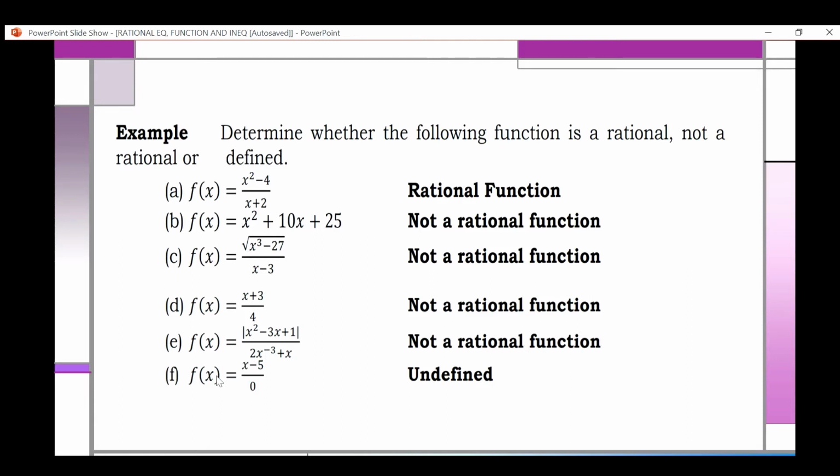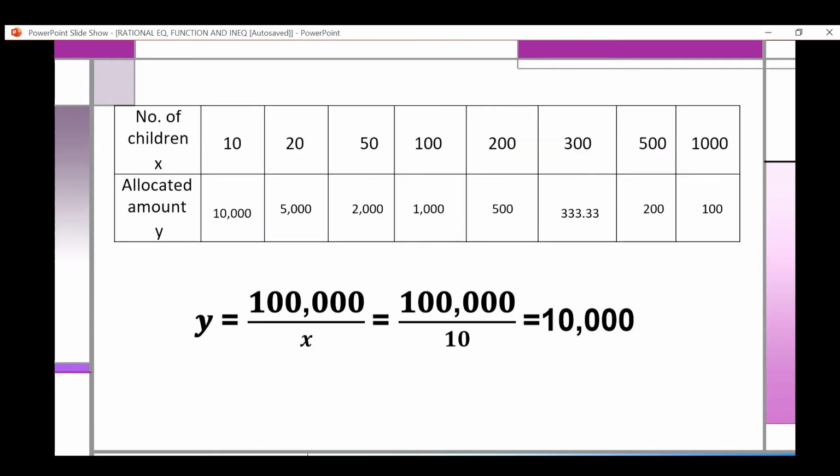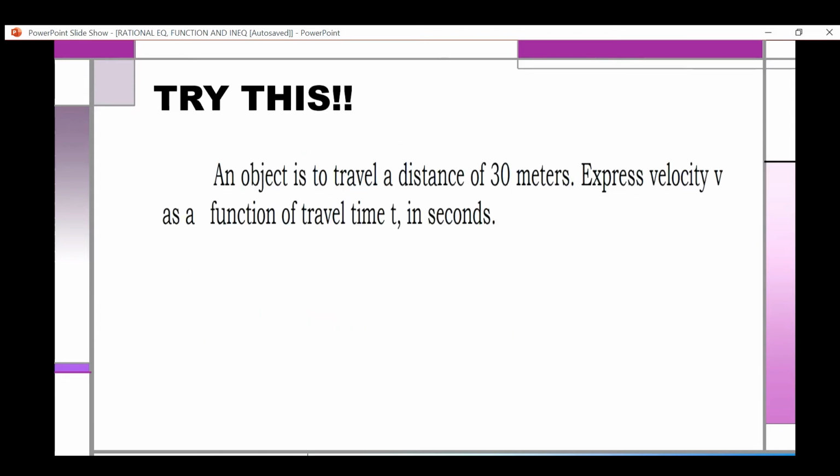For letter F, we have f of x equals x minus 5 over 0. So since the denominator is 0, this function is an undefined function. Okay. So naiintindihan ba kung paano natin na-identify? So, dapat ang numerator is a polynomial function and the denominator is also a polynomial function. So, can you try, class, how to identify?